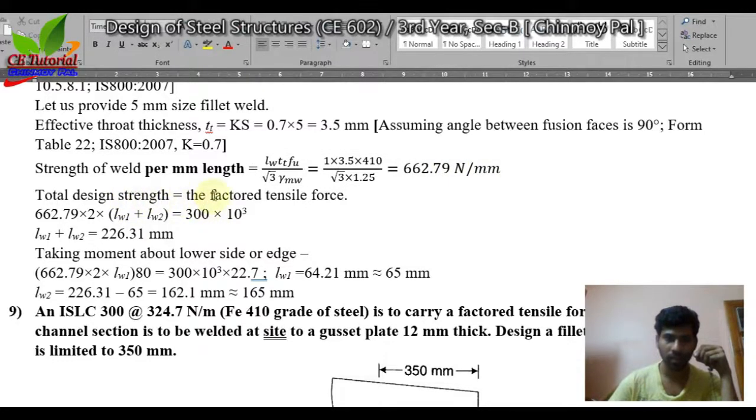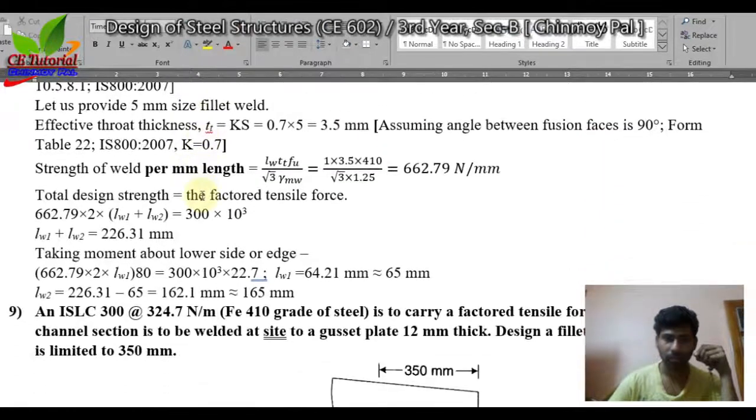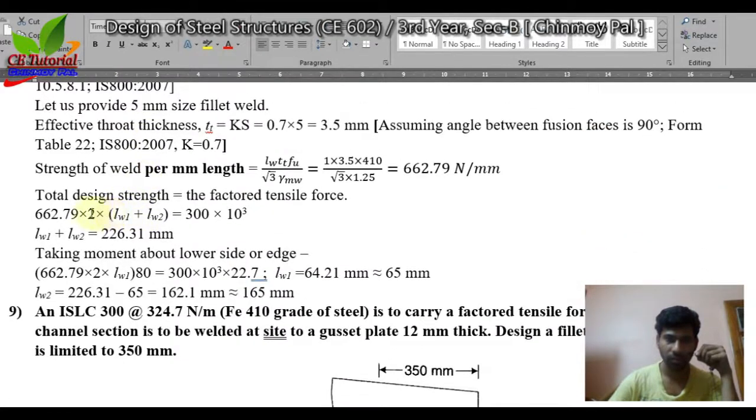So total design strength should be equal to factored tensile force, and total force applying is 300 kilonewton. So to resist 300 kilonewton, we should equal the design strength with factored tensile force. So design strength is equal to per millimeter length strength 662.79 into total length of the weld. We have already calculated 2 into (L1 plus L2), total length equal to factored tensile force.